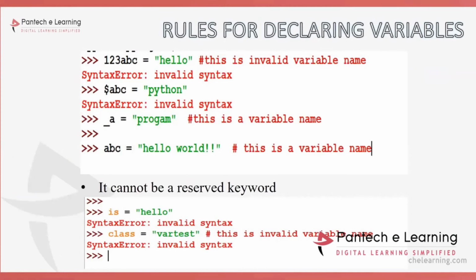There are some rules and regulations for declaring a variable. A variable should not start with a numerical value or alphanumeric value. Variables are allowed to start with an underscore or any of the characters or alphabets. You are not supposed to use any of the reserved keywords as a variable, because in Python, compared to other programming languages, we have many keywords.